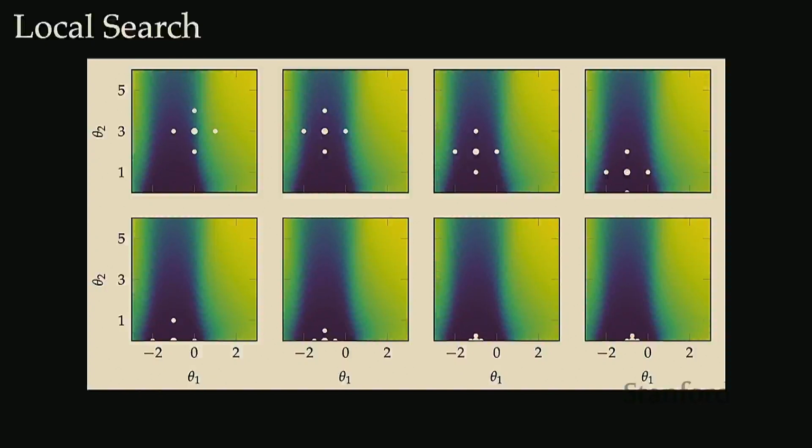But this was a case where we only had two parameters. So if we have billions of parameters, this is not going to be very feasible, right? Because for each of these candidate points, we have to do a new set of M rollouts. So that's just going to take forever if our parameter set is very large.